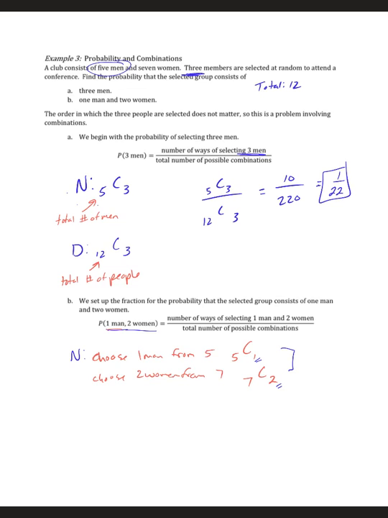The denominator is the same as part A, because you're still choosing 3 people from a group of 12 altogether. So the numerator is 5 choose 1 times 7 choose 2, divided by 12 choose 3. You can work that out or use your calculators. In the end, after reducing the fraction, you should get 21/44.